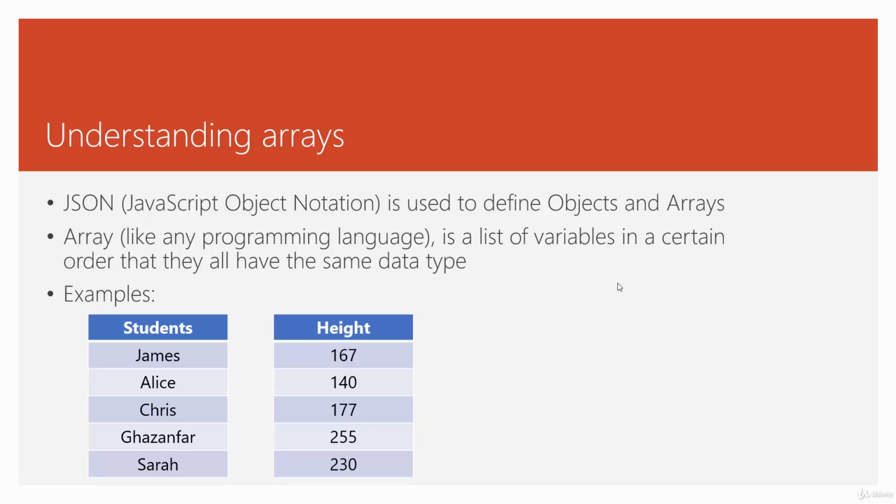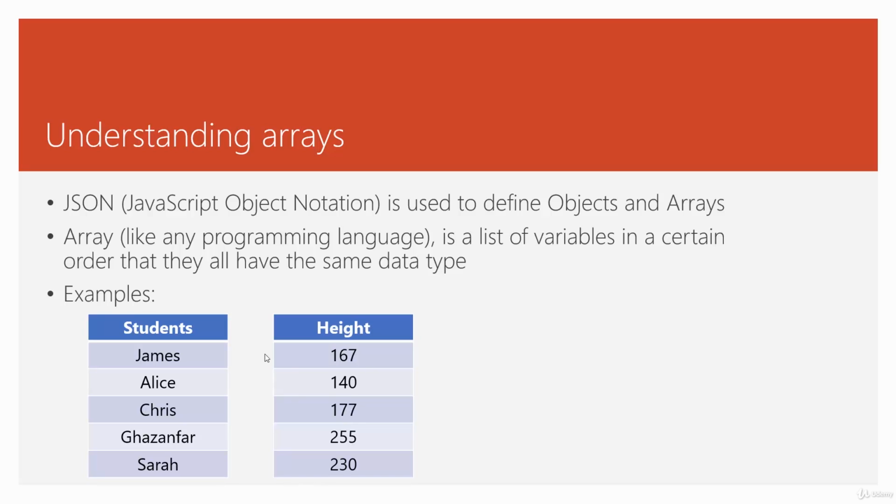An array is a list of variables in a certain order that all have the same data type. Okay, but what does that mean? I have an array of students: James, Alice, Chris, Gazanfar, and Sarah. I have height: 167, 140, 177, 255, and 230. As you can see, in an array of students, they all have the same data type. They are all strings. If I'm talking about an array of height, they are all numbers. So it's an array of integers.